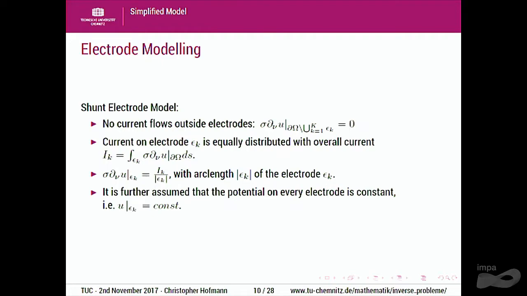So, electrode modeling. There are numerous electrode models used, and they're described in the literature. One of the most common is the shunt electrode model. It says that there's no current outside the electrodes. Also, the current on every electrode is equally distributed, and the overall current is then the integral over that electrode. It is further assumed that the potential is constant on every electrode, therefore the name shunt model.